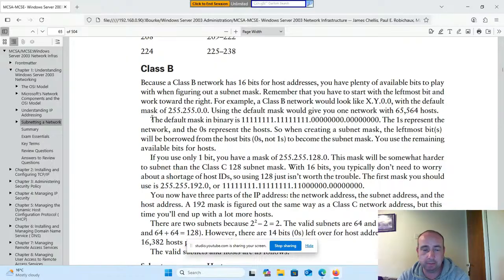x.y.0.0 with the default mask of 255.255.0.0. Using the default mask would give you one network with 65,534 hosts. The default mask in binary is 11111111.11111111.00000000.00000000. The ones represent the network and the zeros represent the host.